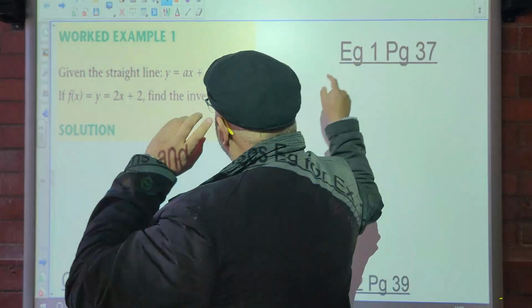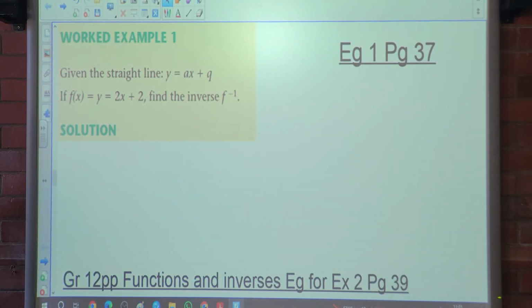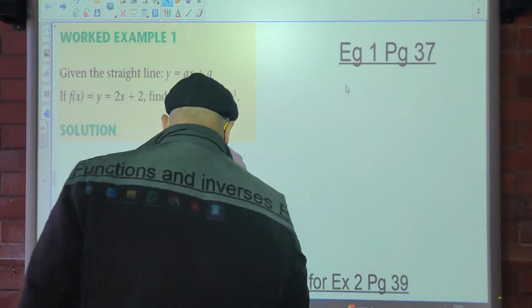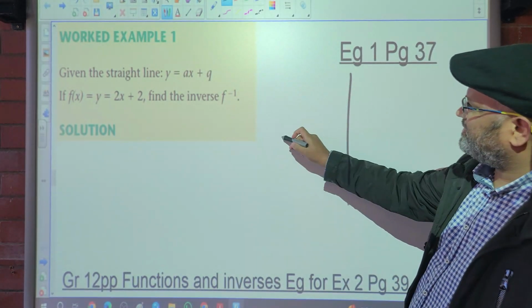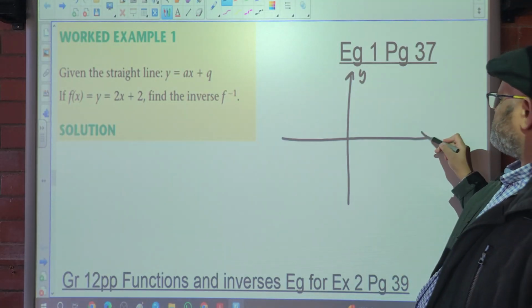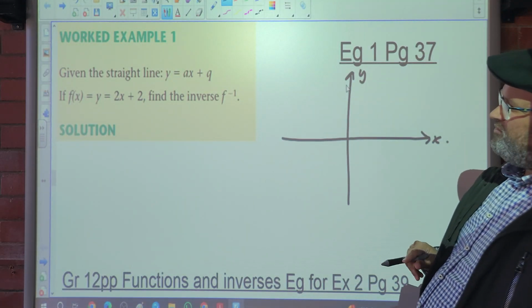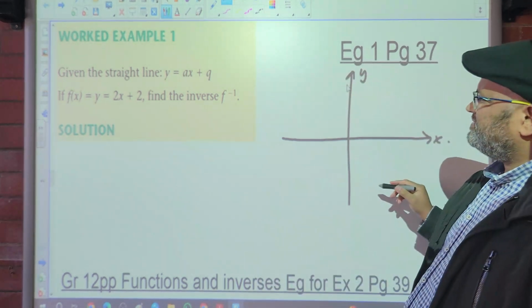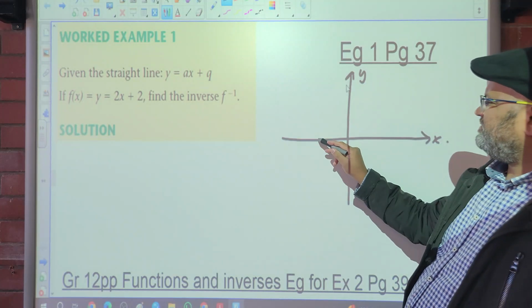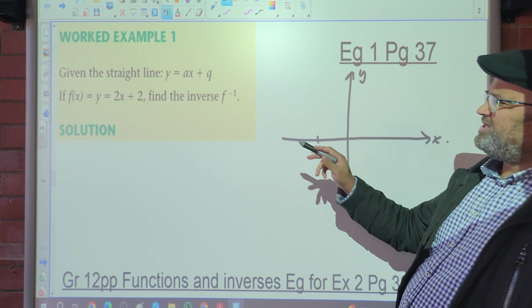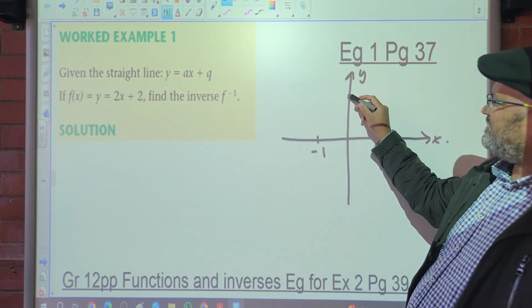Okay. So here we are given the straight line y is equal to ax plus q. If f of x is equal to y is equal to 2x plus 2, find the inverse. Okay. So to just give you an idea, if I just draw this graph it is going to look like this. So that's your y, your x there. We know for x-intercept that y is equal to 0. So if y is 0, we take 2x over the equal sign, x is equal to negative 1. For y-intercept, if x is equal to 0, 2 times 0 plus 2 is 2.